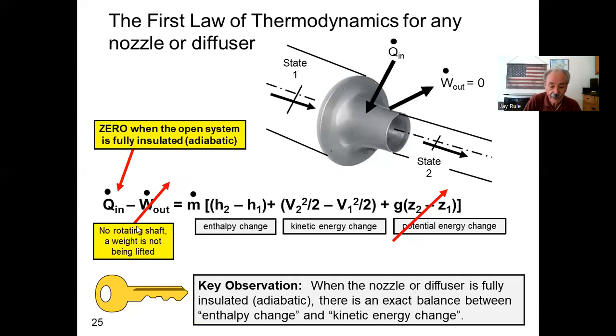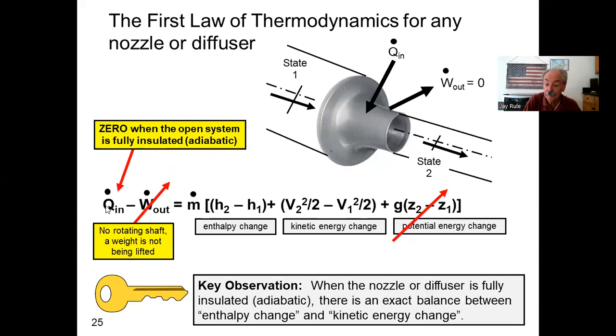So W dot, the output power, is 0. For control volumes, for open systems, look for a rotating shaft. That's the way to identify output power. So I've struck out W dot out. Now, when this control volume is fully insulated, if we could wrap this with insulation, and in many cases it is, that Hellfire missile was wrapped with insulation.